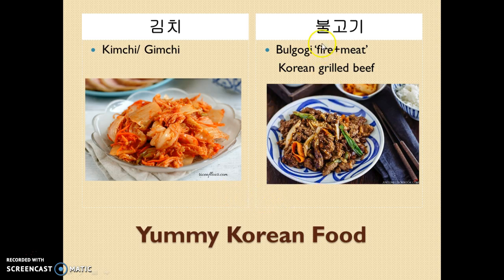Okay, the next one, so that's kimchi. This is bulgogi. Bul, or pul, is fire, and gogi is meat, although, funnily enough, gogi is also fish. What it really refers to is a particular dish, which is Korean grilled beef. It's very nice if you like beef, and it's a bit sweet as well. So bulgogi.